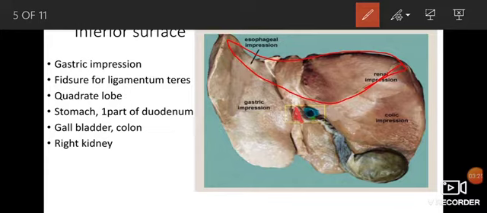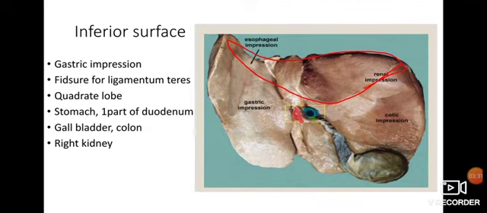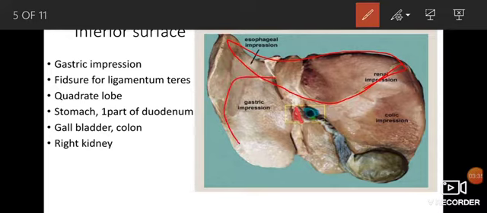The inferior surface first consists of the gastric impression, then the first part of the duodenum, because the stomach is continuous as the duodenum. Then in between comes the ligamentum teres, the space for the ligamentum teres. Then you can see the quadrate lobe. Next to the quadrate lobe is the gallbladder.